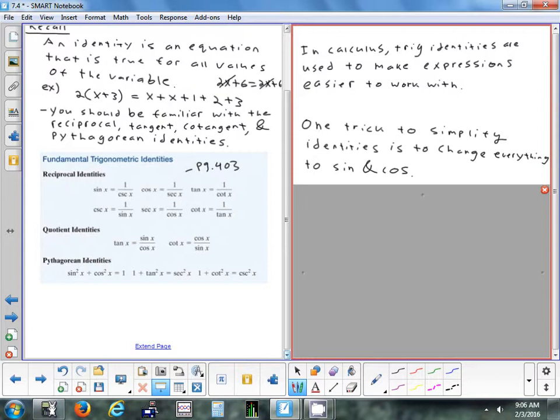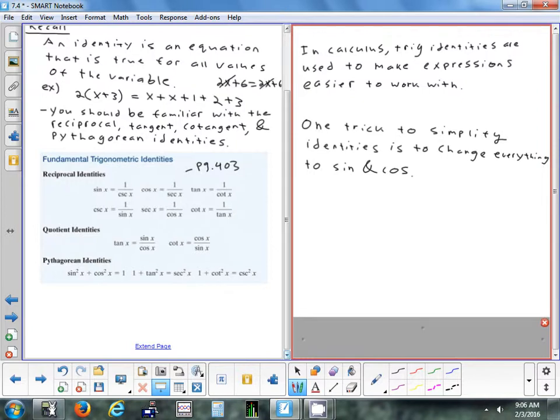You can write tangent as sine over cosine. You can write cosecant as 1 over sine. Sometimes writing things as sine and cosine just helps us to cancel some things out and simplify the problem.